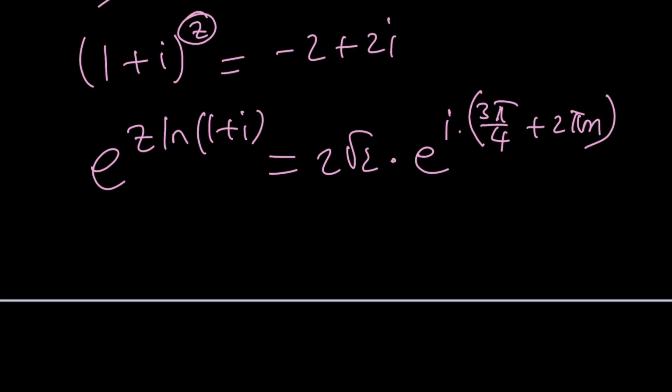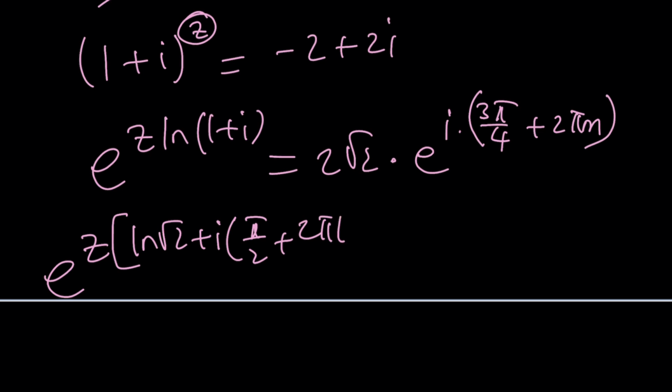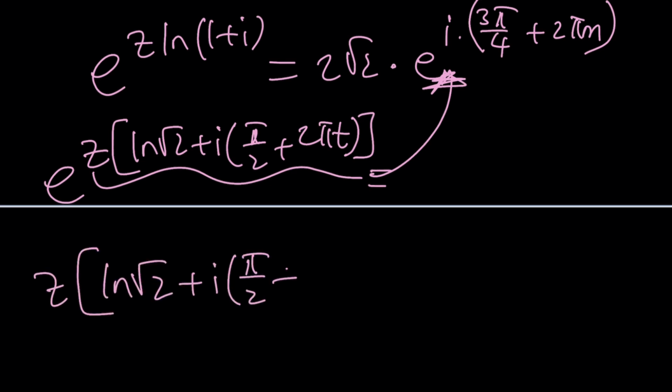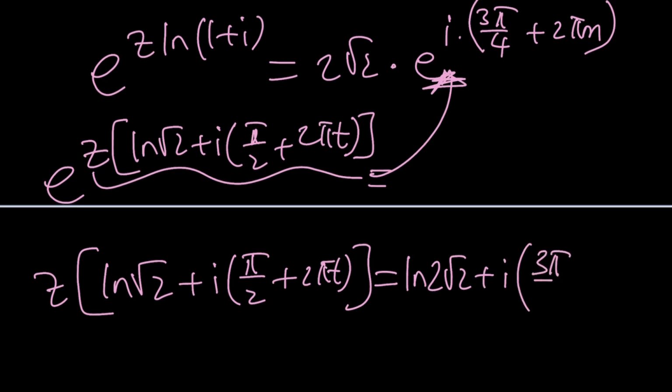And for the ln 1 plus i, I'm going to do the same thing. e to the power z times ln 1 plus i is just going to be ln root 2 plus i times pi over 4 plus 2 pi. Let's just use another variable t. t is an integer, by the way, as well as m. And then this will become this, okay? I don't want to write it again. Now let's take the natural log of both sides. That's going to give us this, which is z times ln root 2 plus i times pi over 4 plus 2 pi t equals ln 2 root 2 plus i times 3 pi over 4 plus directly from here 2 pi m.